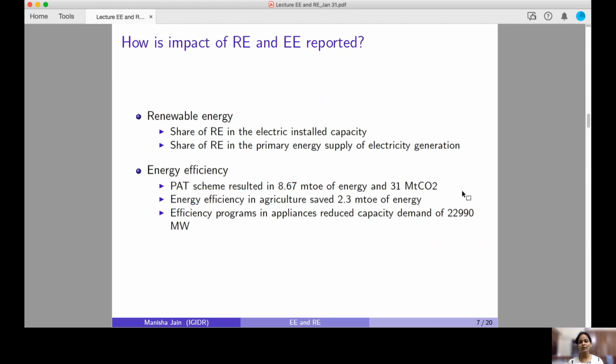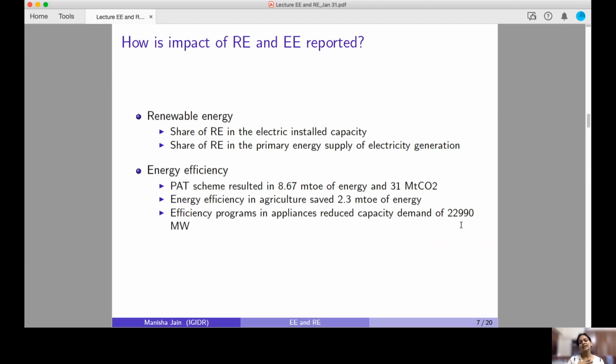There is another way of reporting the energy saved, which is to say how much capacity demand has been reduced. So, for example, in the case of appliances, the government implemented the Ujala scheme, wherein LEDs and other efficient appliances were given at lower costs, and consumers could pay the additional cost in their monthly electricity bills. So the estimate of savings from that is in terms of reduced capacity demand.